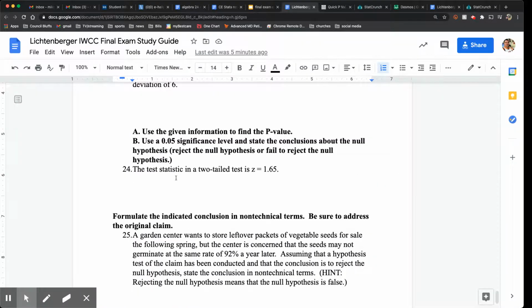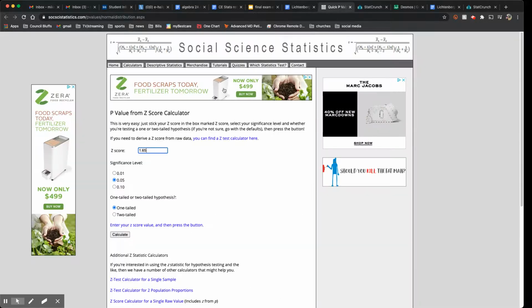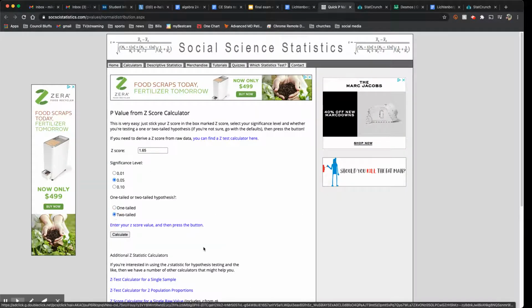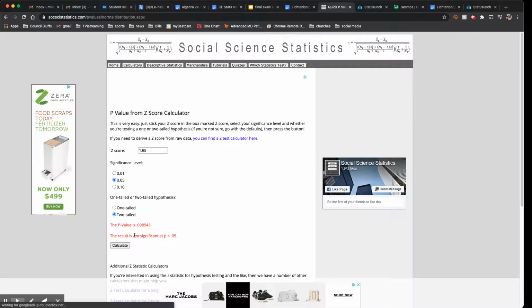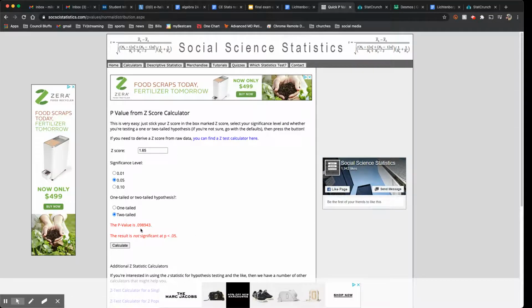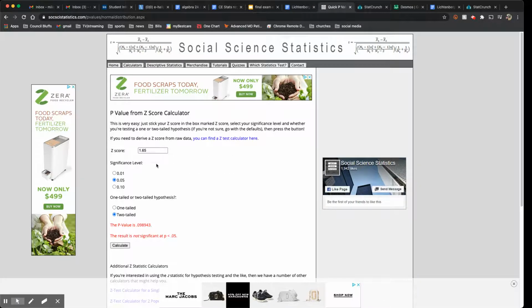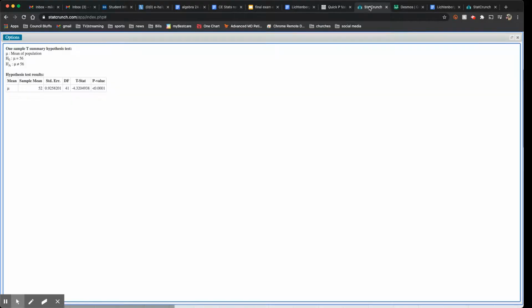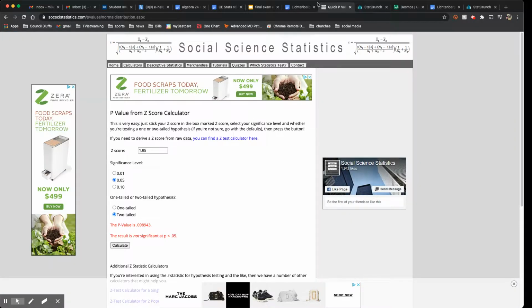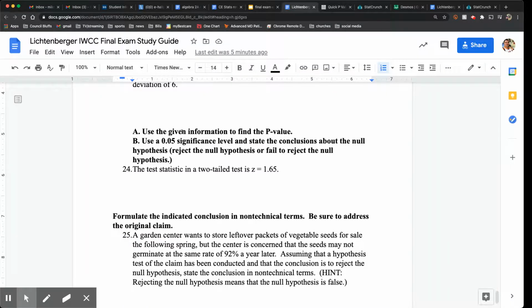And what did it say? It said a two-tailed test. So we're going to choose two-tailed. So this is the information we're going to put in, and then we're going to hit calculate. So the p-value, to answer part A, use the given information to find the p-value. The p-value is 0.099. So the answer to part A is 0.099.